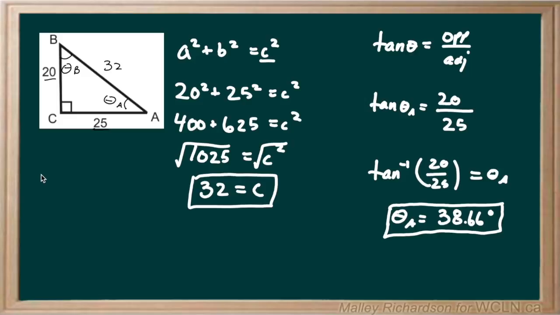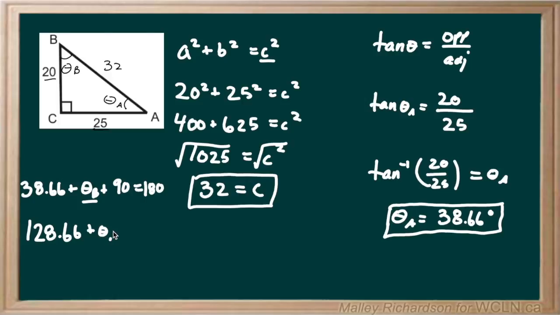Now that we solved for theta A, we want to solve for theta B. To do this, we need to remember that all angles in a triangle have to add up to 180. So we're going to have our theta A that we just solved, 38.66, plus theta B, plus our 90 degrees at the corner, and that all has to equal 180. So now we just need to solve for theta B. So 38.66 plus 90 gives us 128.66 plus theta B equals 180.